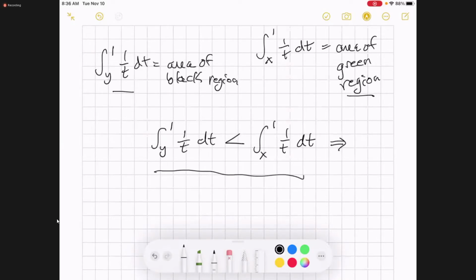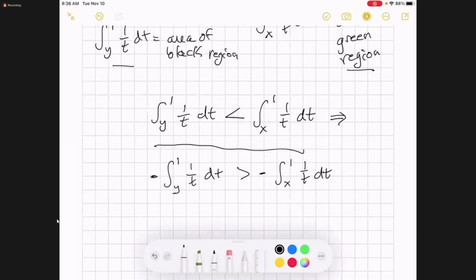Well, that says minus the integral from y to 1 over t dt. I'm just putting a minus in front of both these numbers. You multiply through by minus, it flips the order of the inequality. Right?